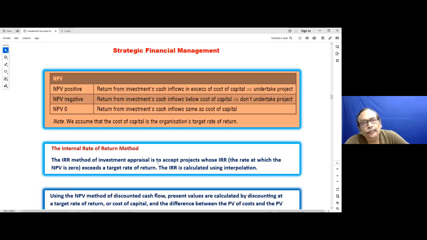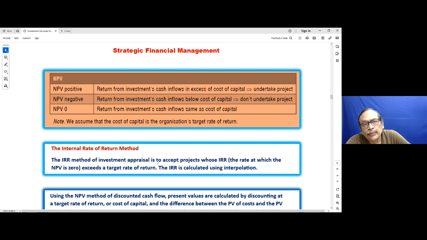Now, with NPV, we are going to make the decision. If NPV is positive, the return from investment cash inflows is in excess of the cost of capital, then we are required to undertake the project. If NPV is negative, that is, the return from investment cash inflows is below the cost of capital, then don't undertake the project.